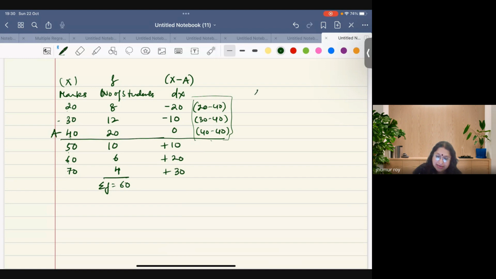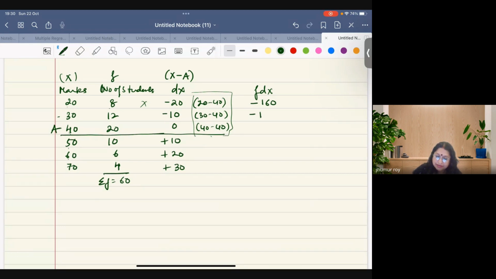Then we calculate f dx. So now I will multiply these two values. 8 into minus 20. So what do I get? Minus 160. Then I calculate 12 into minus 10. This is minus 120. Then 20 into 0. This is 0. 10 into 10 is plus 100. 6 into 20 is plus 120. And then I get 4 into 30 is plus 120.